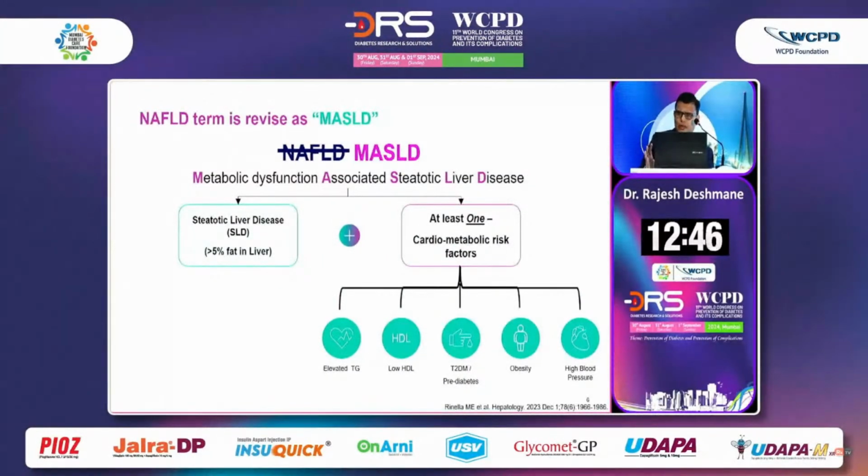Steatotic liver disease means a fat content of more than 5% associated with one cardiometabolic risk factor, which can be high triglyceride, low HDL, type 2 diabetes or pre-diabetes, obesity, and high blood pressure. If one of these components is present along with a liver fat content of more than 5%, then we call it metabolic associated steatotic liver disease.